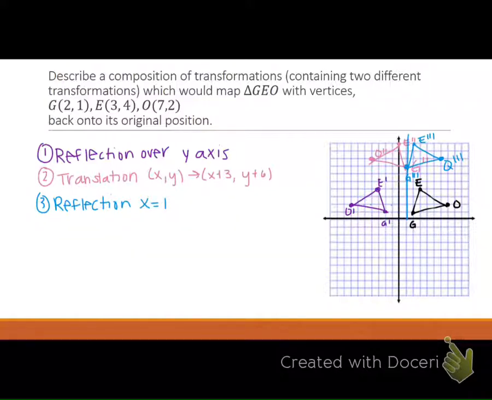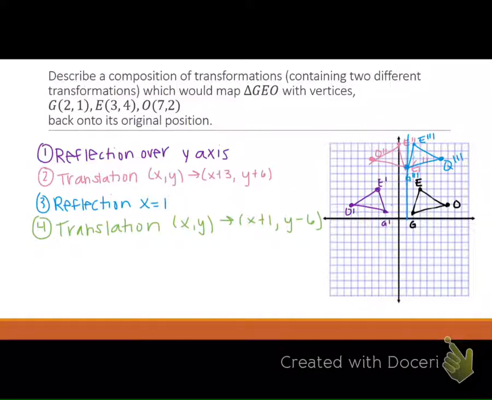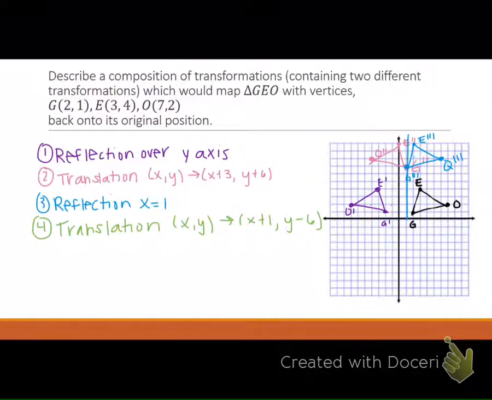Now, can we just translate it down to where it is? Can't we just slide it downwards and over a little bit? How many down does Z have to go? 6, so it has to go down 6, right 1. Do you see that? Down 6, right 1. So I'm going to do a translation of x plus 1, y minus 6. And that will map us back on there.